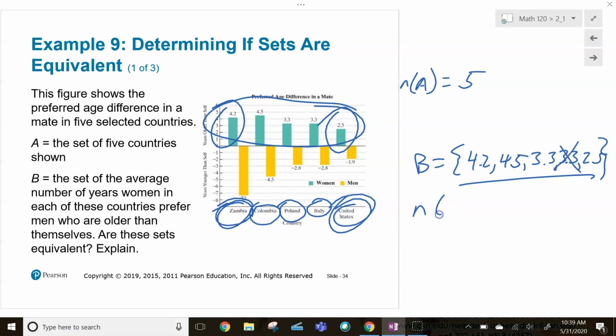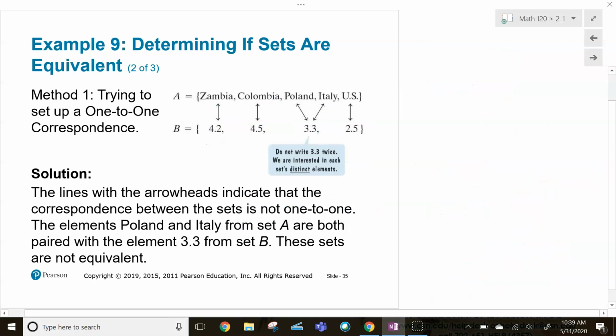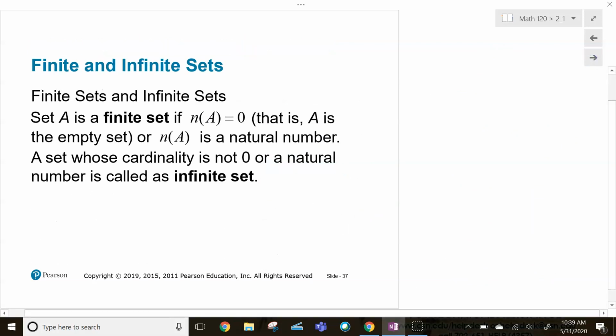So how many elements are in this set? 1, 2, 3, 4, not 5. There's only 4. Are these sets equivalent? Well, obviously not, because one's got 5. There's 5 countries. There's only 4 distinct elements in set B. 5 is not equivalent to 4. So these are not equivalent, and that's all that this is saying. You can also set up a one-to-one correspondence if you want.